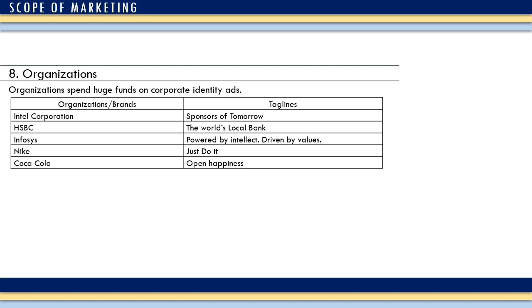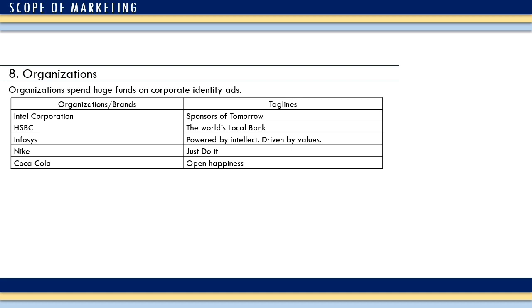So in order to do this, organizations do take up a lot of activities. A lot of CSR activities are undertaken. A lot of money is spent on public relations. And apart from CSR and public relations, organizations also try to communicate what they stand for using their taglines. At times, taglines do help to create that identity. It also represents what the organization is striving for. So when we say Intel, their tagline is sponsors of tomorrow, which represents that they are a company that believes in innovations, that believes in investing in the future technology.